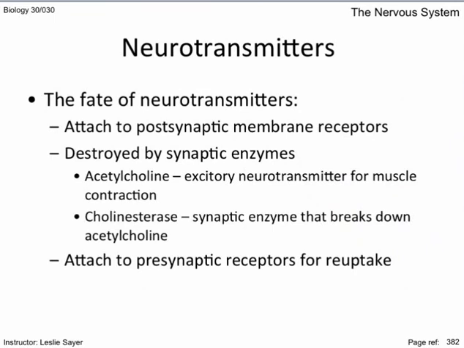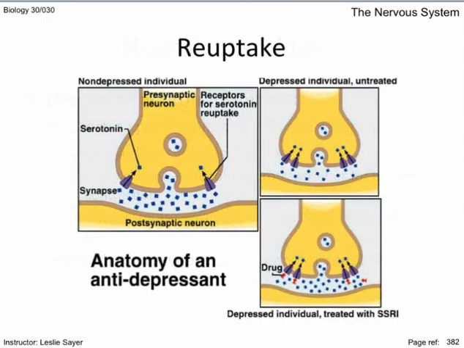Some neurotransmitters do a 180 and head back to the axon terminal of the presynaptic membrane, attaching to protein receptors there before being taken in. Serotonin is a neurotransmitter that regulates body temperature, sensory perception, and mood. Too little causes depression. Too much makes you sleepy.